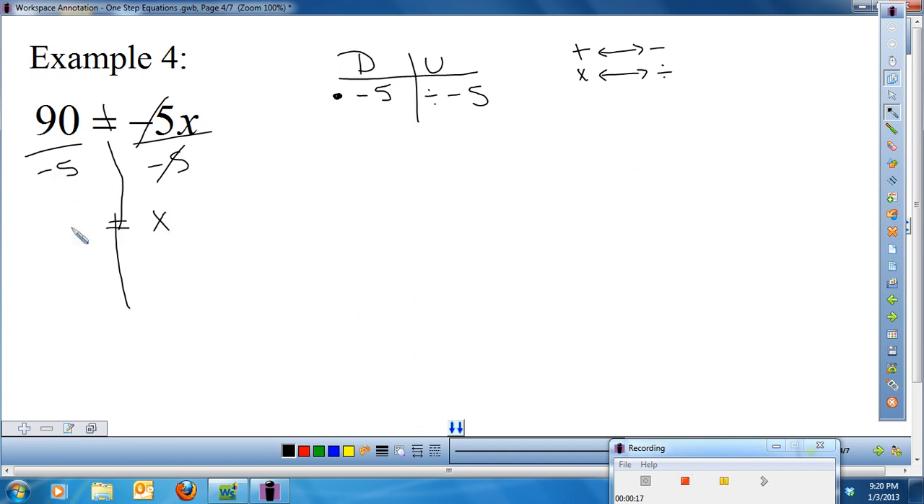So I have x equals 90 divided by negative 5, which is negative 18. Now at this point my x is alone, so I should move on to a check. I'm going to rewrite the problem as I see it: 90 equals negative 5x.